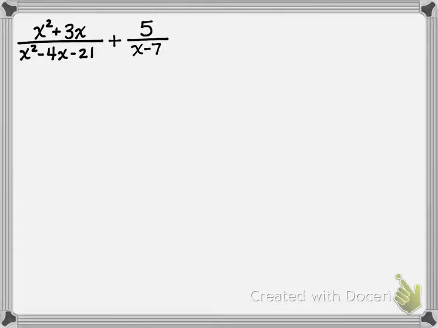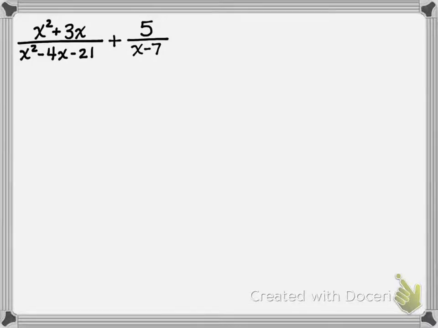Okay, I want to add these two rational expressions together. On the left, I have x squared plus 3x divided by x squared minus 4x minus 21. And I want to add that to the rational expression on the right, 5 over x minus 7.